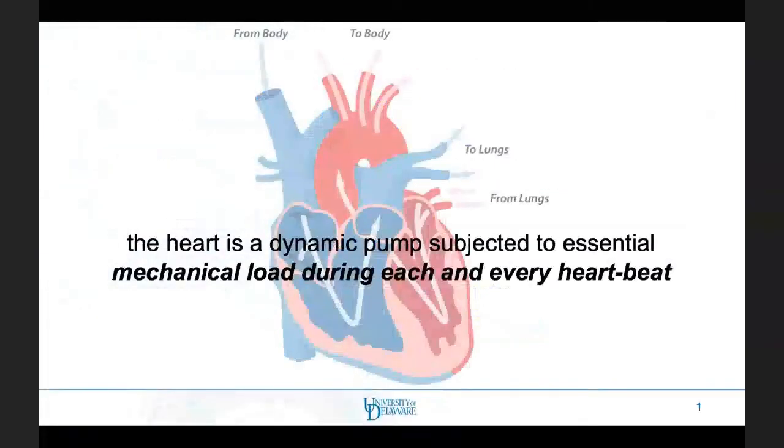So the heart is a dynamic pump subjected to essential mechanical load during each and every heartbeat. And this is really the core concept of our research. More specifically, my lab's overall research direction is in advancing engineering technologies to study how these dynamic cellular processes, with a specific focus on mechanics, modulate both biochemical as well as pharmacological responses.